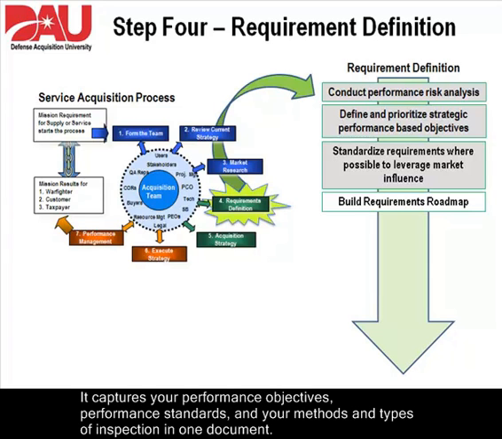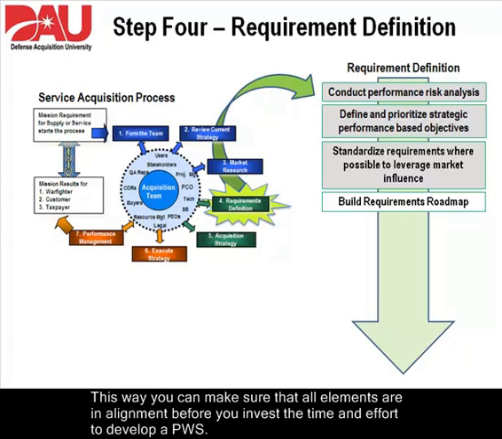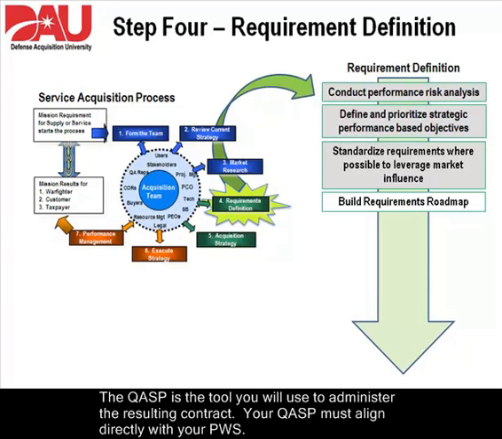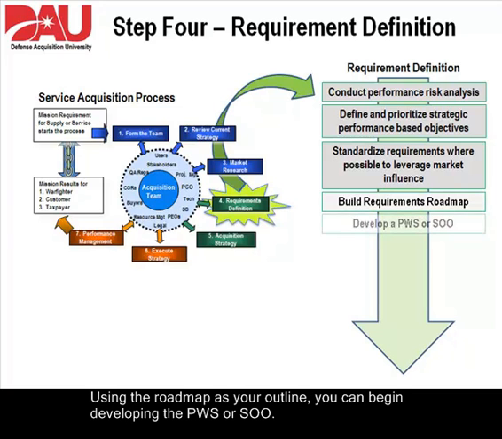It captures your performance objectives, performance standards, and your methods and types of inspection in one document. This way you can make sure that all elements are in alignment before you invest the time and effort to develop a PWS. The QASP is the tool you will use to administer the resulting contract. Your QASP must align directly with your PWS. Using the roadmap as your outline, you can begin developing the PWS or SOO.